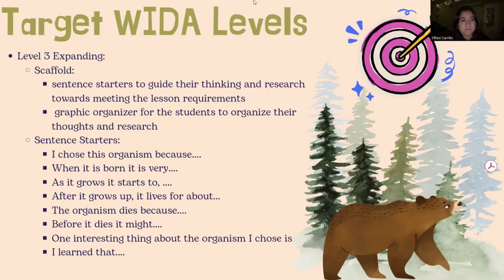Some sentence starters that we came up with were: I chose this organism because, as it grows, it starts to, after it grows up, it lives for about, or one interesting thing about the organism I chose is. This way the students are able to use their own words and own critical thinking to apply their research into these sentence starters, and they're able to use more of the vocabulary in English for the required presentation they have at the end.